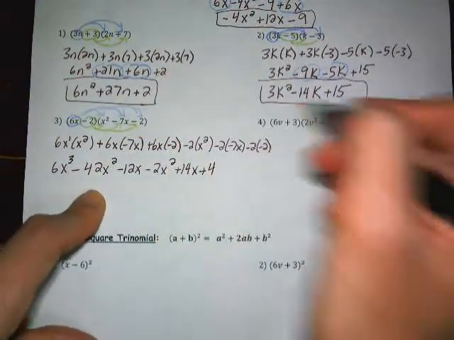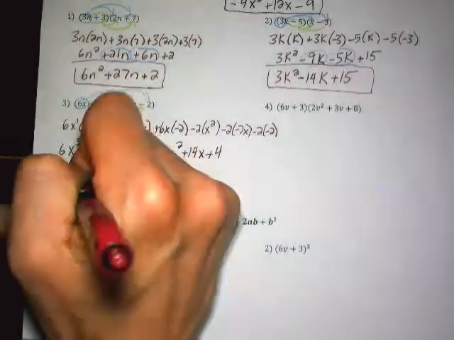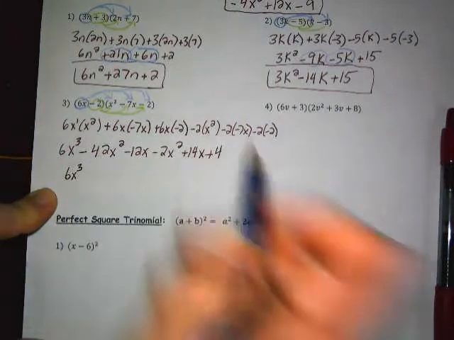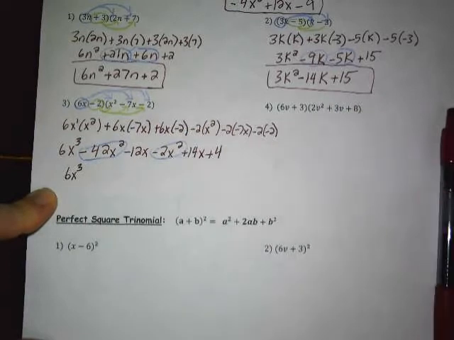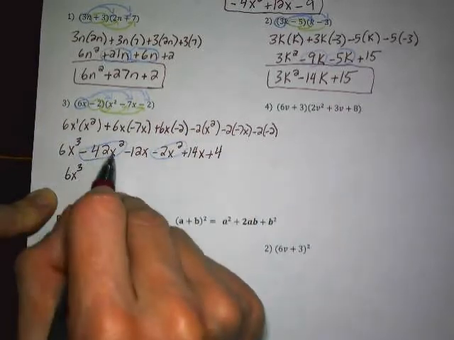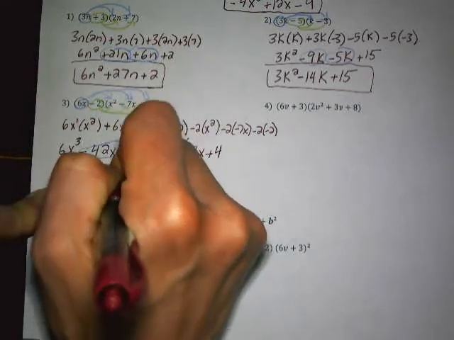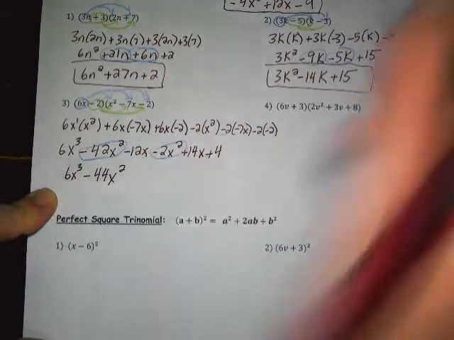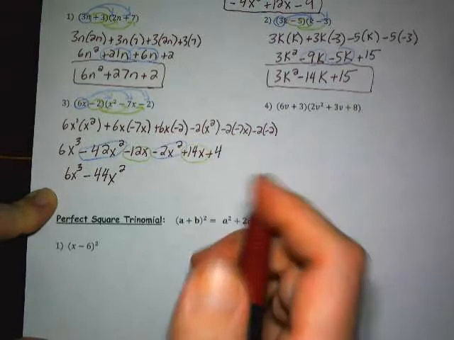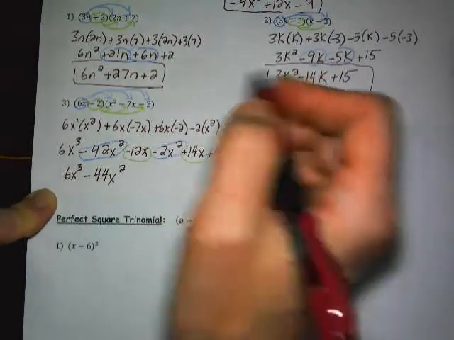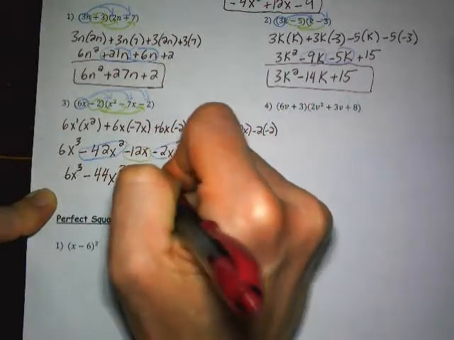Now, we do also have more like terms to combine. I'm going to keep the 6x to the third first because it's the highest exponent. Then I have 2x squared terms. So negative 42x squared minus 2x squared is negative 44x squared. And then I've got 2x terms. Negative 12x plus 14x is plus 2x plus 4.